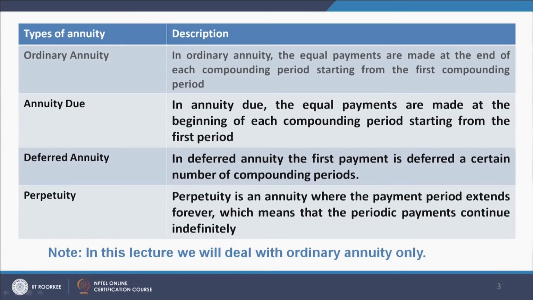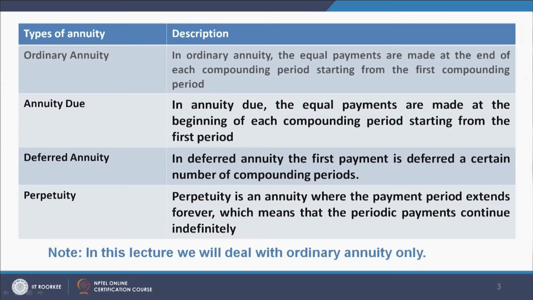Ordinary annuity. In an ordinary annuity, the equal payments are made at the end of each compounding period starting from the first compounding period. Annuity due. In an annuity due, the equal payments are made at the beginning of each compounding period starting from the first period. Deferred annuity. In a deferred annuity, the first payment is deferred a certain number of compounding periods.